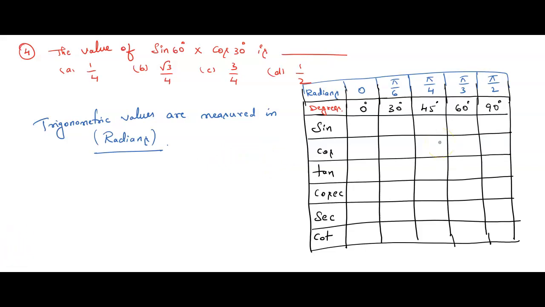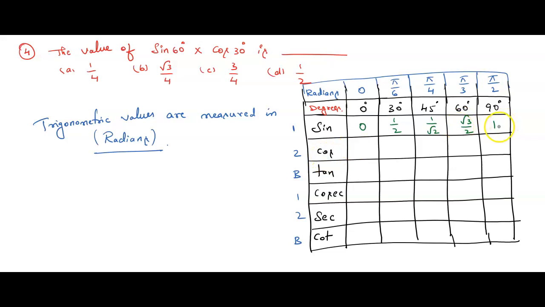How to fill this table? Remember, the logic is this is first period, second period, break. First you write 0, then you write 1. First you write 0 and the last value is 1. In this entire table, by heart only 3 values are enough. That is 1 by 2, 1 by root 2, root 3 by 2.